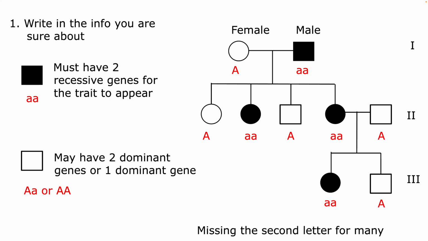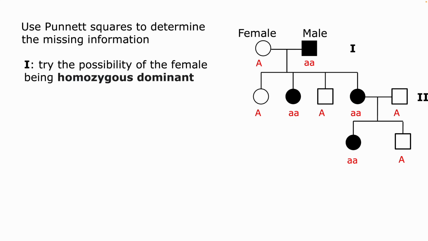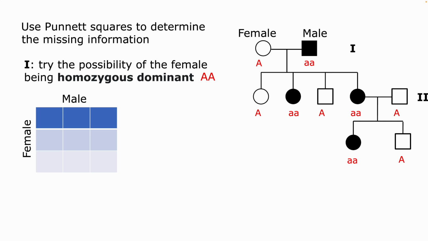We are missing the second letter for many individuals in the pedigree chart, and we must use Punnett squares to analyze what they could be. To begin, examine the possibility of the female in row 1 being homozygous dominant, 2 capital letter A's. Construct a Punnett square using this assumption.